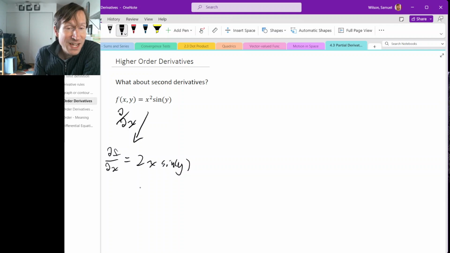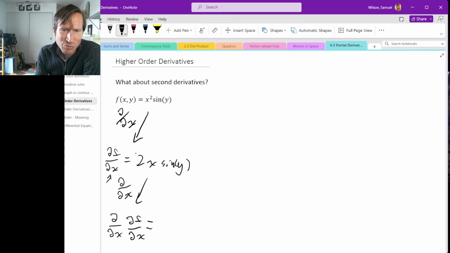Now that we've taken a derivative, we could take a second derivative. So partial x again. This is partial x of partial f partial x, is how we would write this. And we just take the derivative of the first derivative with respect to x. That's going to kill off this x, so we get 2 sine y.